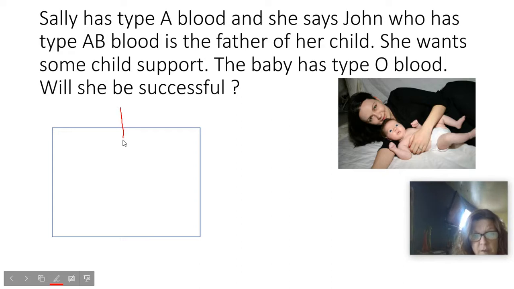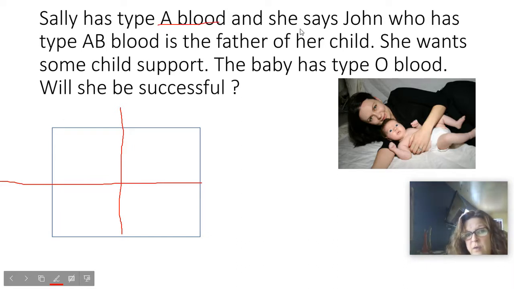Set up this Punnett square here. So Sally having type A blood, we don't know for sure. We just know her phenotype. We don't know whether her genotype is homozygous or heterozygous. So let's just work with what we know first of all. So I'll put in her type A blood there. We don't know what this one is quite yet. John, we know his because he has type AB blood. So let's put him over here. There's his A, and there's his B.